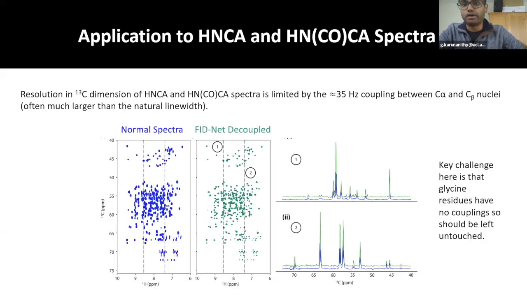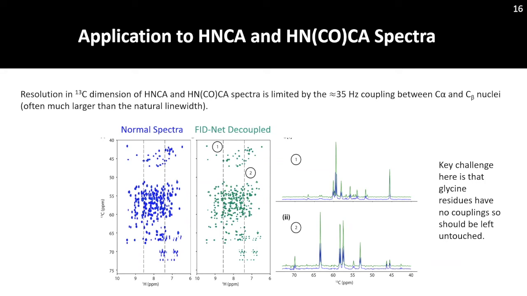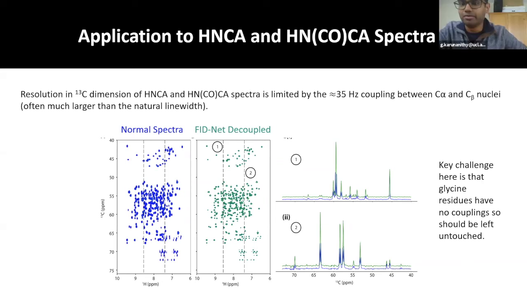With the deep neural network, we can just pop this into the network and make it aware of the fact that it may come across a glycine where there is no coupling. And so it will just leave that alone and nicely decouple everything else and give us a much better resolved spectrum, which is nice.